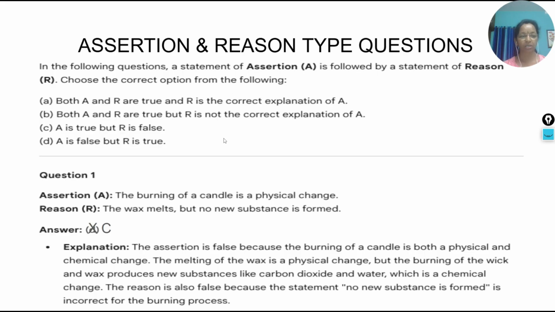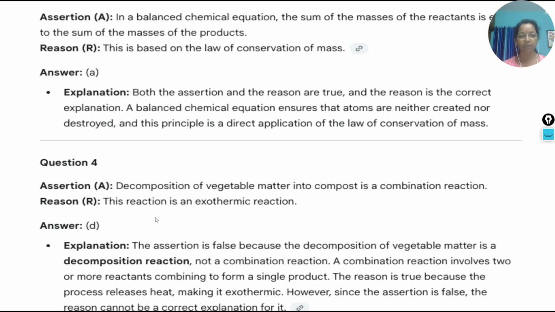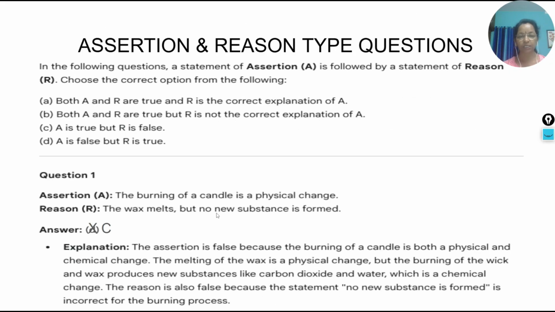Now coming to the assertion reason, we know what assertion reason type questions are, isn't it? Here is given the assertion, the burning of a candle is a physical change, and the reason given is the wax melts but no new substance is found. See, burning of a candle is a physical change, that is wrong. It is both physical and chemical change. Wax melts while burning, it is also converting into oxide form. Carbon dioxide and water are being produced. So both A and R are wrong.